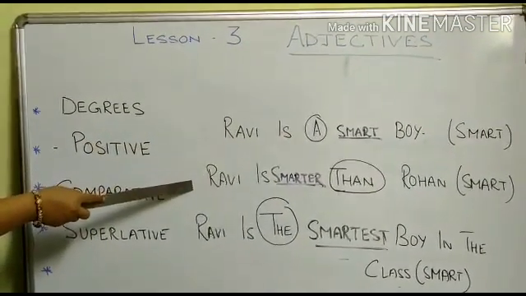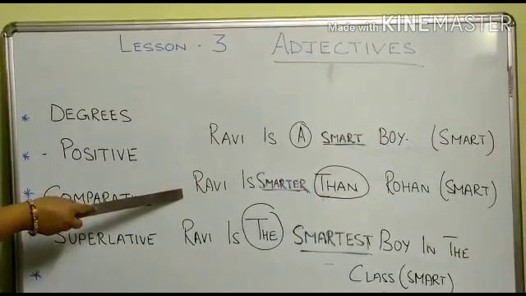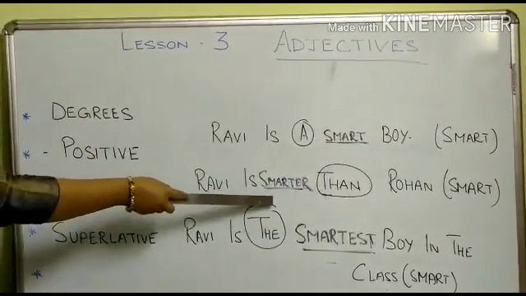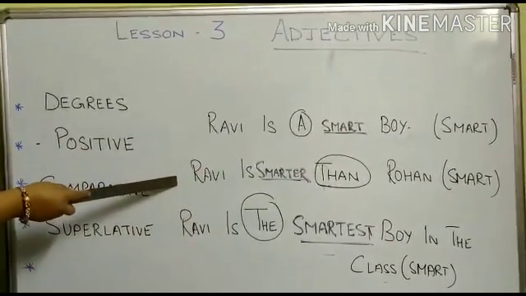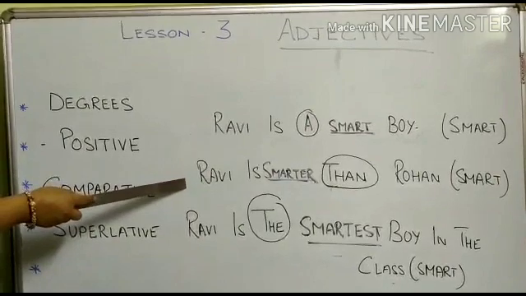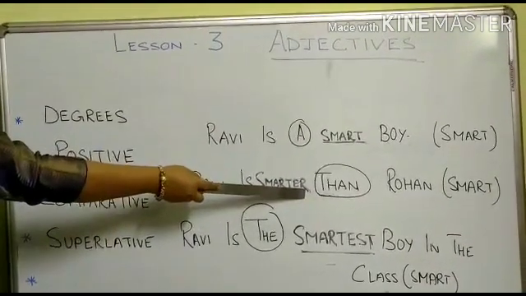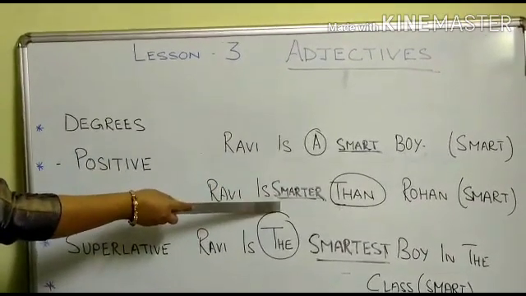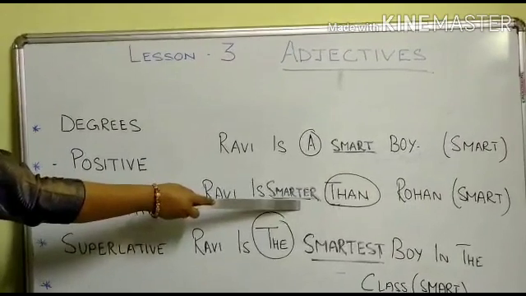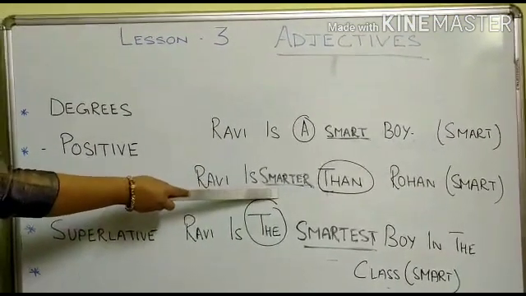Now where to put the comparative degree? When there is a comparison between two. Now in this sentence you see, Ravi is dash than Rohan. So we are comparing two people, that is Ravi and Rohan, and there is "than" in the sentence. So in this case we will always put the comparative degree, that is we will add ER and make the word smarter, and then we will put it in the blank.